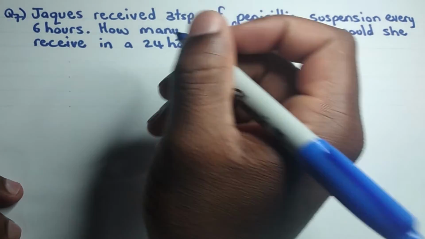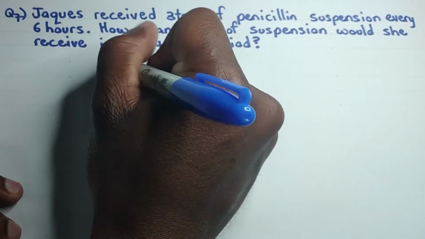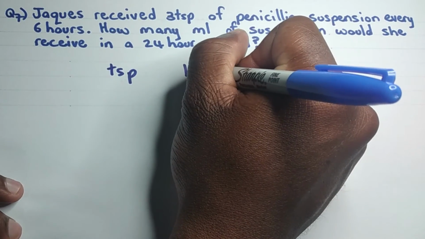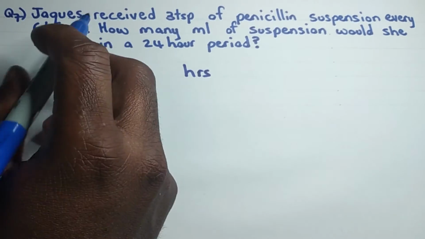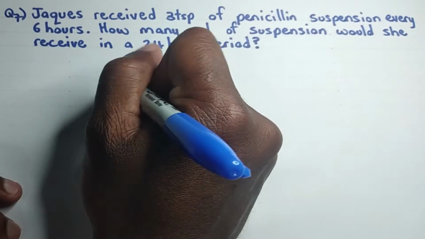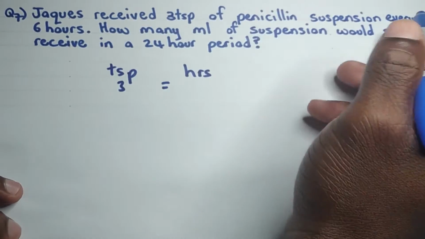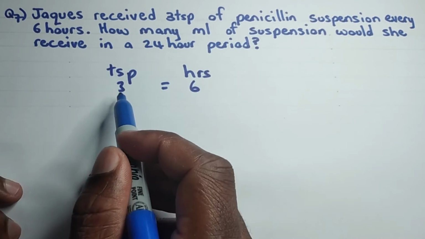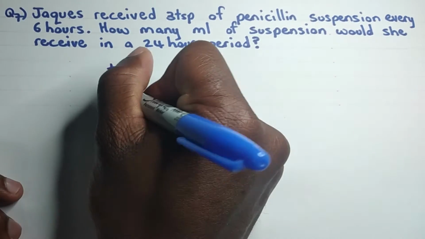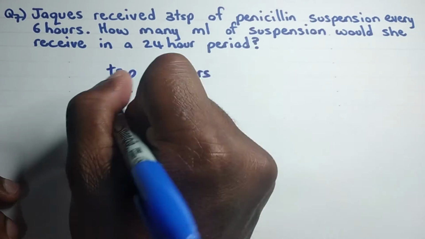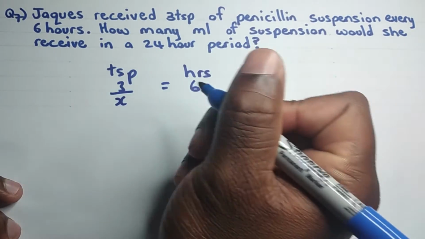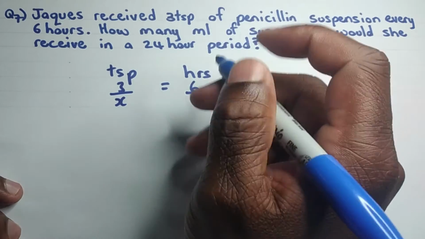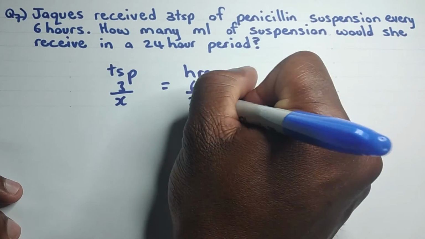So let's first find out how many teaspoons she'll receive in the 24-hour period. So we know first that she received 3 teaspoons of penicillin suspension every 6 hours. So she received 3 teaspoons in 6 hours. What we want to find out now is how many teaspoons, which we don't know as yet, so I use an x to represent that. She'll receive in the 24-hour period.